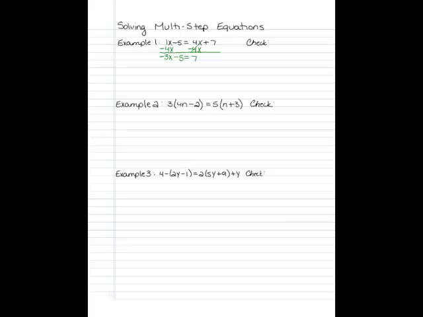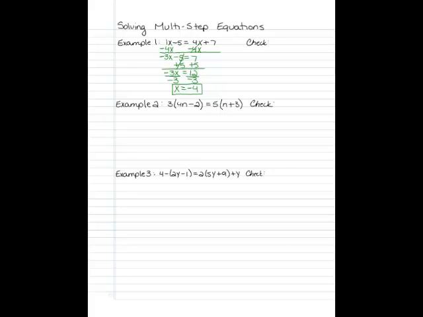We want to deal with the subtraction first. We're going to add 5 to both sides. We wind up with negative 3x. Negative 5 plus 5 cancels out, is equal to 0. So equals 7 plus 5 is 12. Now divide both sides by negative 3. Negative 3 divided by negative 3 gives you 1x, or just x, equals 12 divided by negative 3 is negative 4.